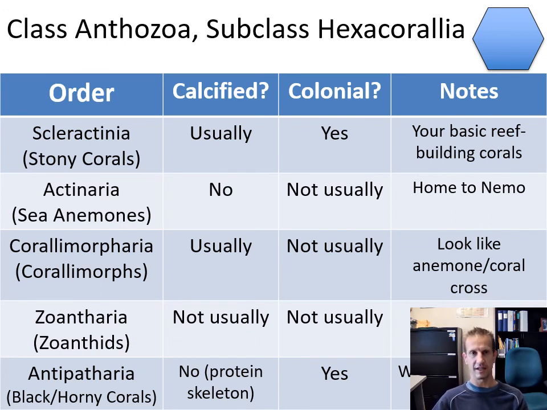Zooming in further still, we're focusing on the subclass Hexacoralia within the class Anthozoa. And there are 5 groups in this subclass Hexacoralia that I want you to know. First is the Stony Corals. Usually they are stony, as the name implies. When I say calcified, that means do these organisms make a calcium carbonate skeleton like this? Do they form rock underneath them that can build up reefs? And the stony corals do, which is why they're called stony corals.